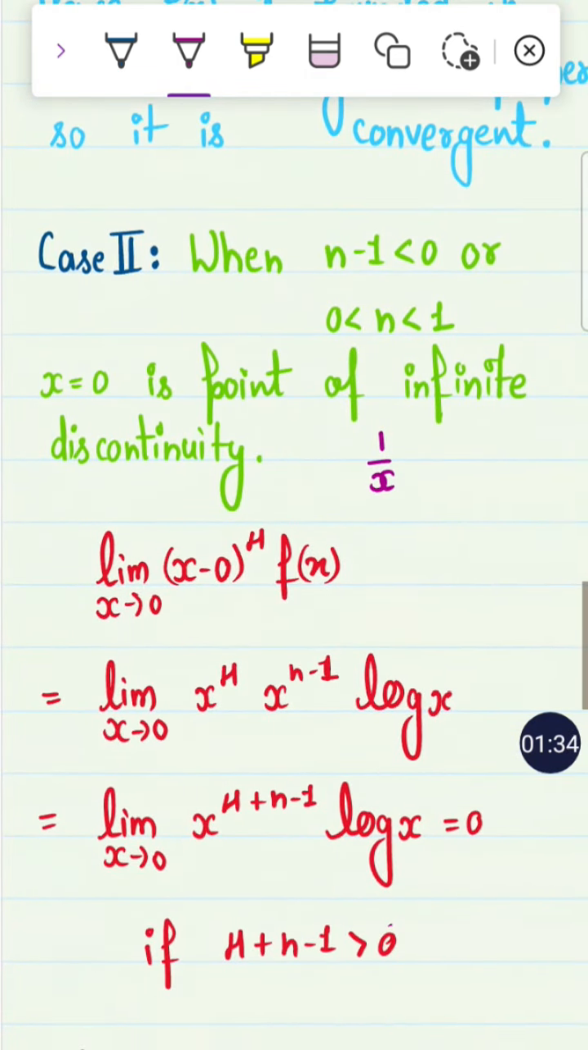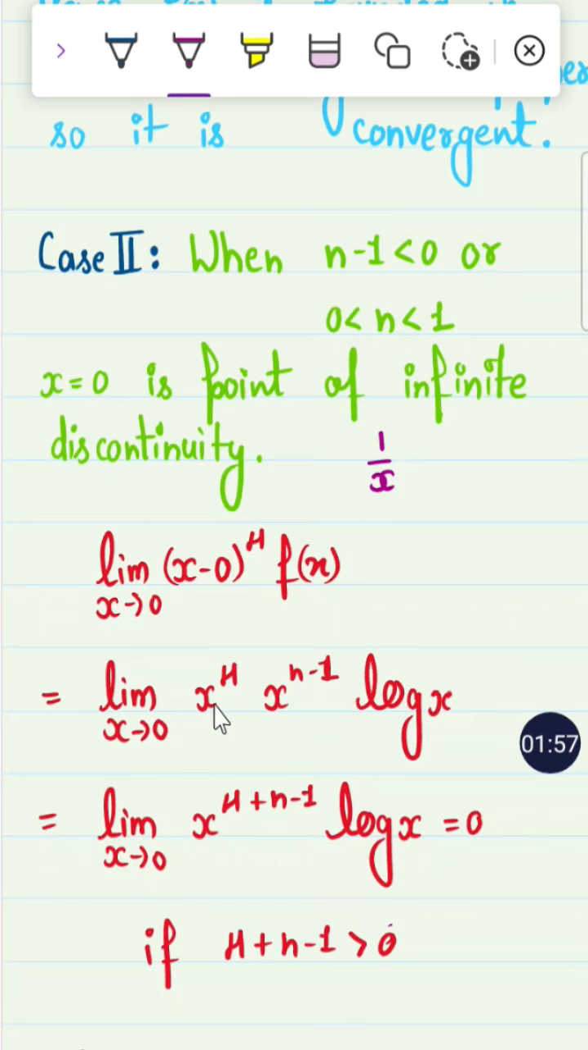Now case two is n minus 1 less than 0. This implies that n is between 0 and 1. So this implies 1 over x type things, right? If n is less than 1, this is 1 over x, so x equals 0 is the point of infinite discontinuity. If it is a discontinuity, we can take the mu test for the integral, right?